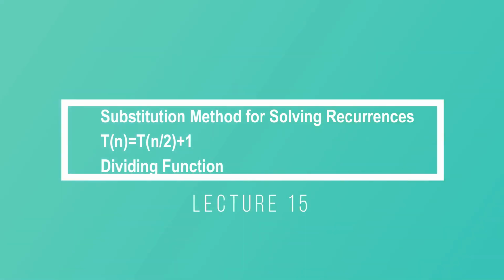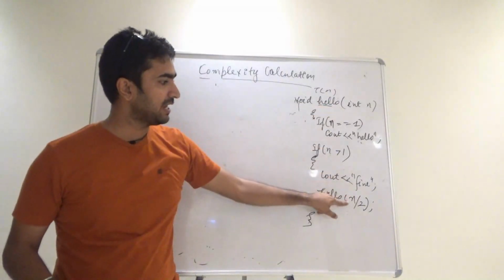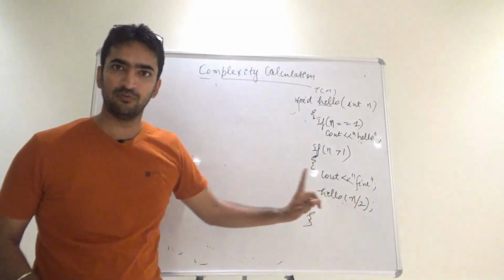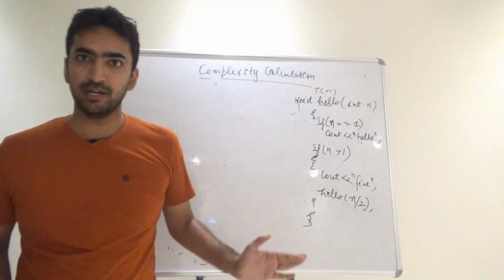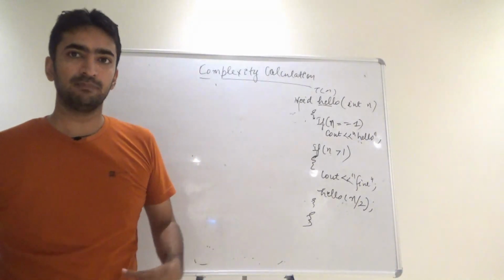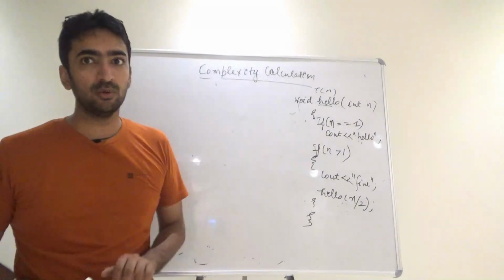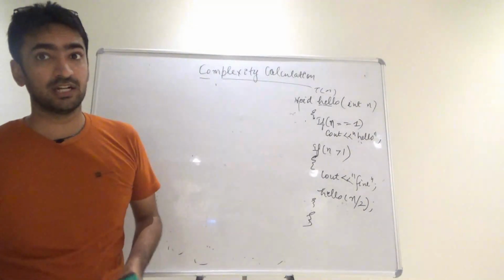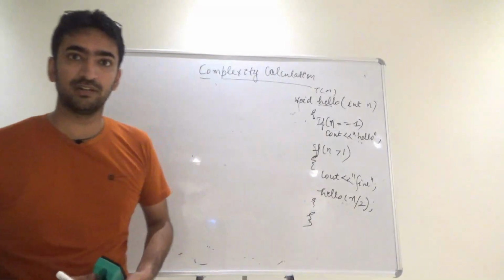In today's video, we are going to discuss the back substitution method, but with the dividing function. Earlier, we were writing hello of n minus 1. In this video, we will do it with n divided by 2, because since we are working with a dividing function, the complexity will vary comparatively to the minus function, the decreasing function, that we have already used.